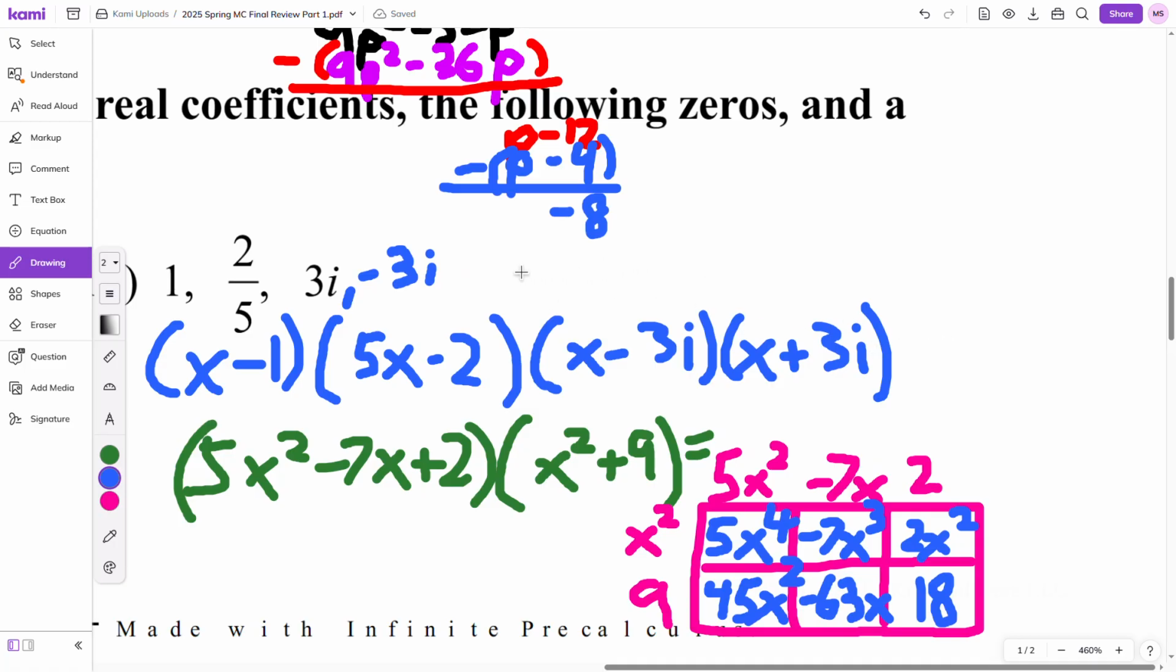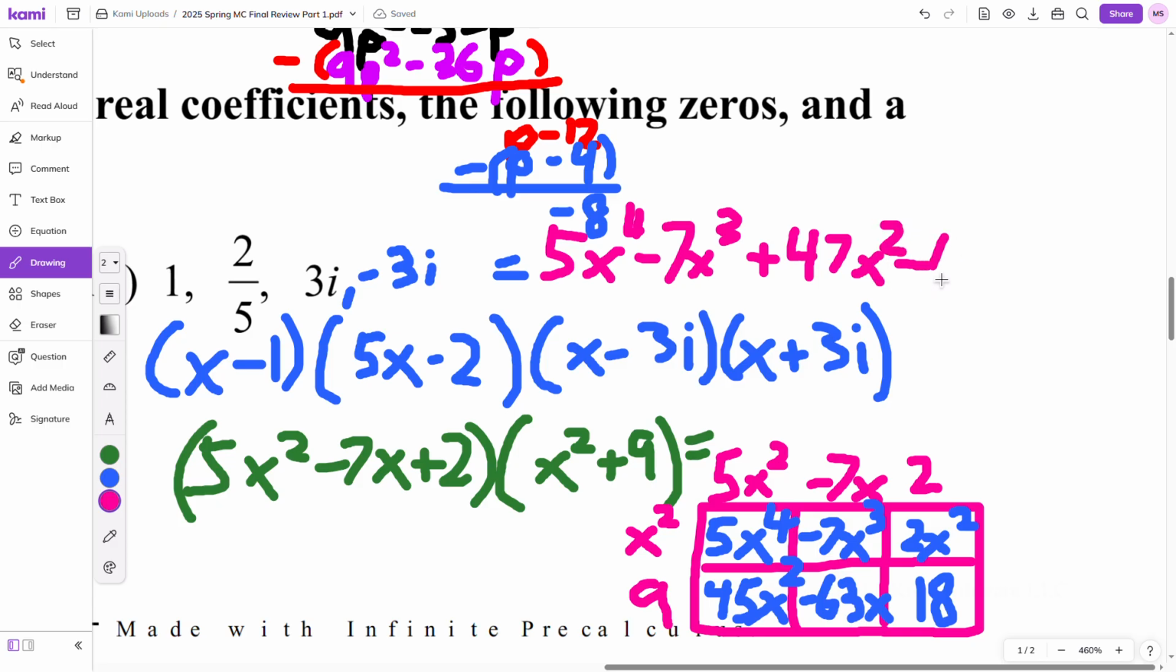Okay, so the answer is, drum roll please, 5x to the 4th minus 7x cubed. There's only one cube. Plus 47x squared, minus 63x, plus 18. And that, my friends, is the answer.